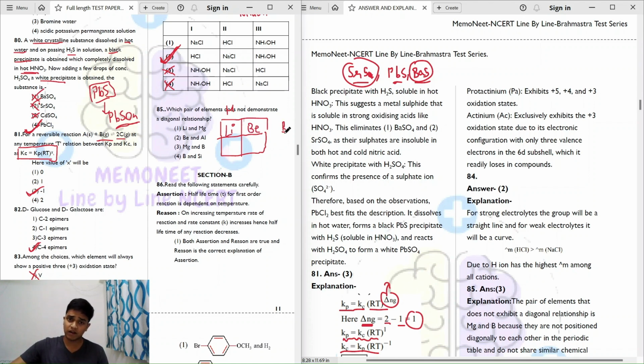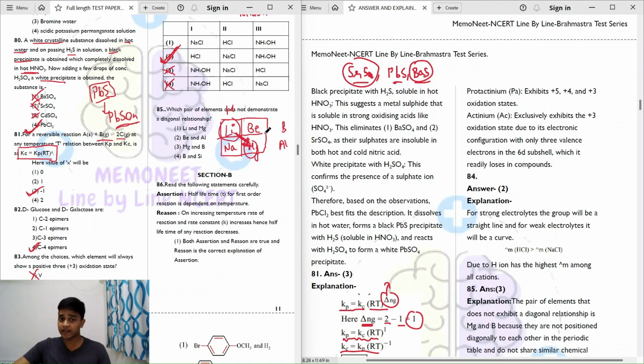So here we'll have boron, and here we'll have sodium, magnesium, and I'll also draw aluminium. Okay, so what happens in a diagonal relationship is that the upper element shows a diagonal relationship when we move towards the downward element in the next group. So the properties of lithium and magnesium will be similar. So this is a diagonal relationship.